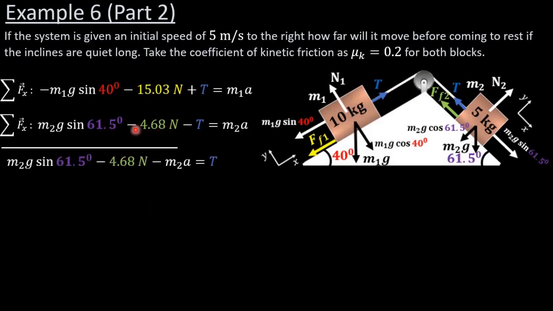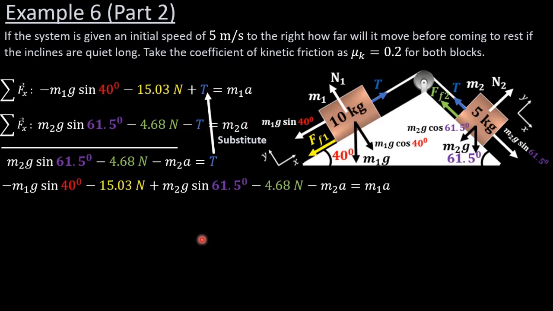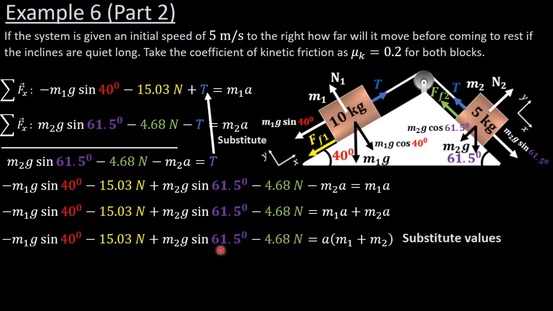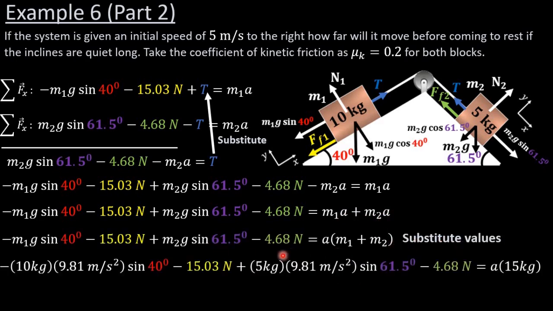So rearrange this one for T. So add T to both sides and subtract m2 times a from both sides to get T. Substitute that into here to get this expression. So again, I'm going to add this term to this side to get that. Factor out an a from each term to get this. And then substitute my values in to get this.